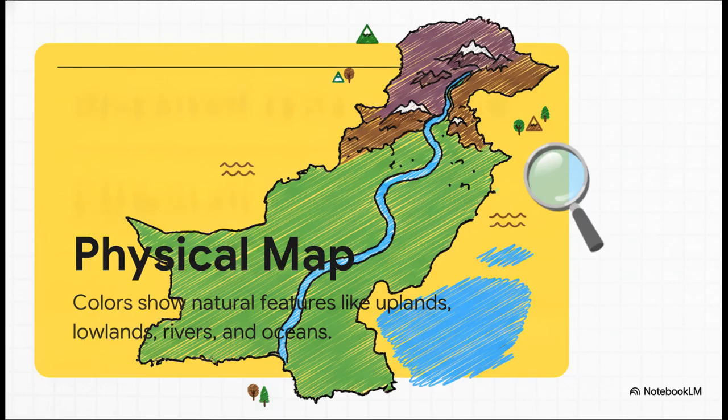Water features are always painted in these beautiful blues. The uplands, like hills and mountains, are shaded in browns and purples. And the lowlands are painted a bright, lush green. So, for example, on a physical map of Pakistan, the river Indus Plains and the land right along the coast are colored green, simply because they are lowlands.